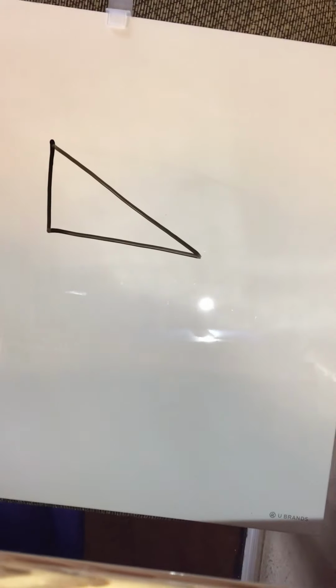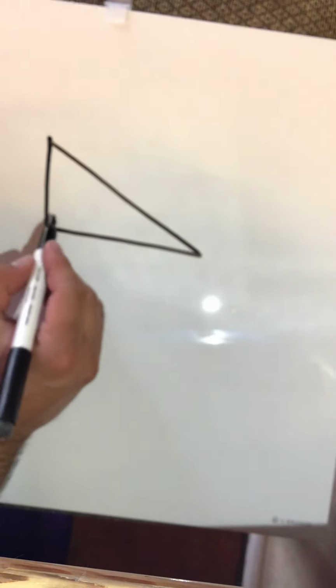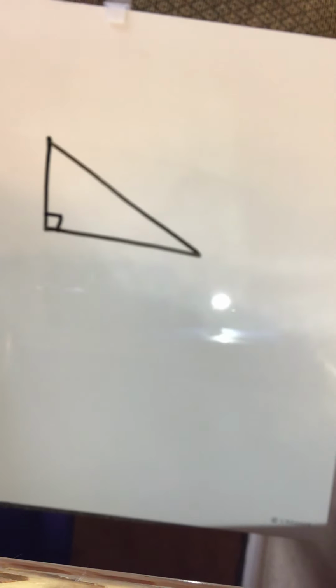So we talked in the previous video about side adjacent, side opposite, and side hypotenuse. Now I want you to look at your homework, problems 16, 17, and 18. I'm going to draw the triangle right quick. Okay, this is my right triangle right there.